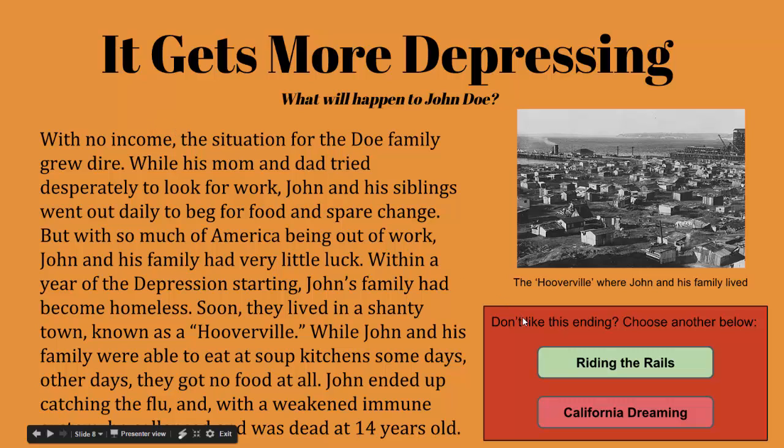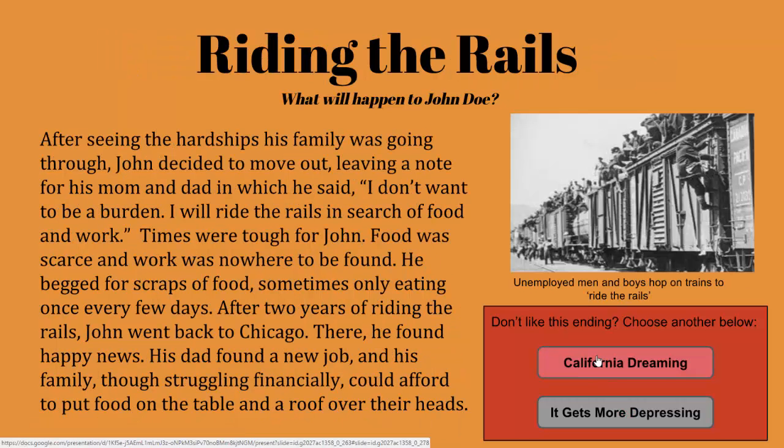And if they don't like this alternate ending, I did put in an option where readers could choose one of the other options below. So if they didn't like this ending, they could go to Riding the Rails and see what that ending's all about. So this is just an example choose your own adventure type story, and this one is related to history. Obviously, you don't have to just use these in a history class. You could use these in other content as well.